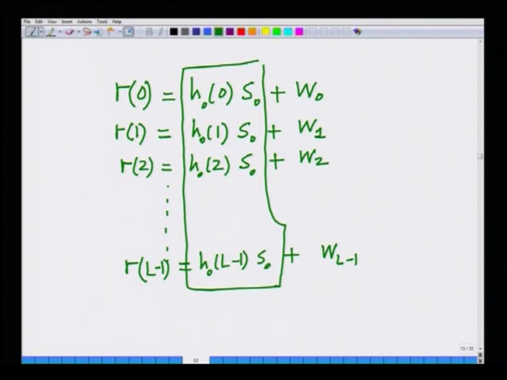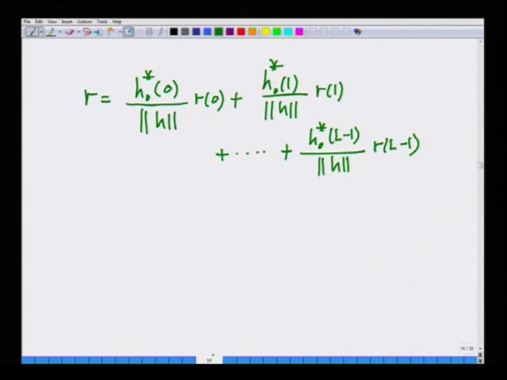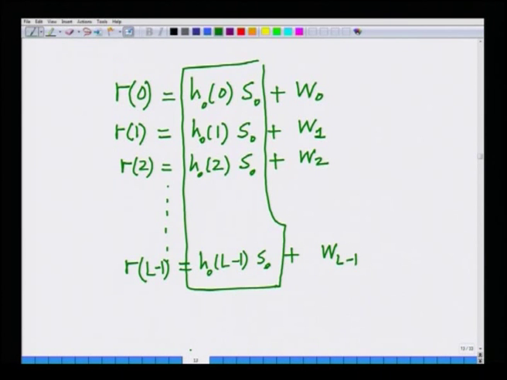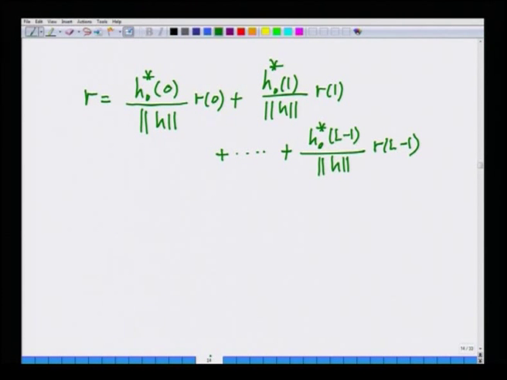The signal is h 0 0 into s 0, so I am multiplying this by h conjugate 0 divided by norm h. This one is h 0 1 into s 0, so I am multiplying this by h conjugate 1 divided by norm of h, and adding them up across all branches of the rake receiver. This is nothing but coherent combining across the branches. Now this has two components. Let us first look at the signal component. When I combine this coherently, I will have a signal component and a noise component. So let me look at the signal.